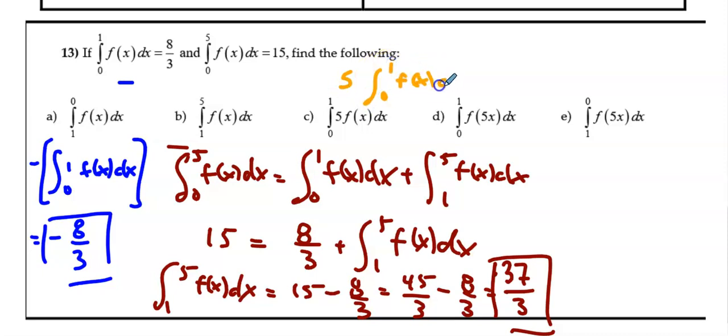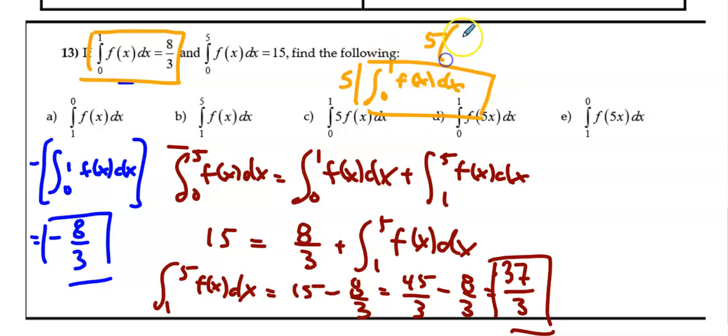You pull out the 5. So this property says, okay, yeah, we can pull that 5 out right now. And so we know that this integral right here from 0 to 1 of f of x dx is going to be equal to 8/3. So this is simply going to be 5 times 8/3. So again, totally fun answer, but 40 over 3 is also a legit answer.